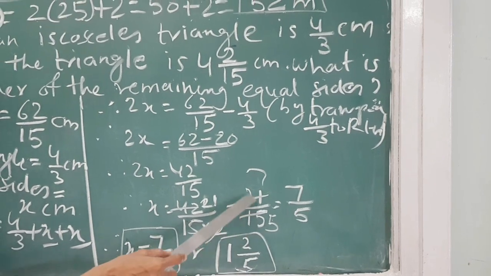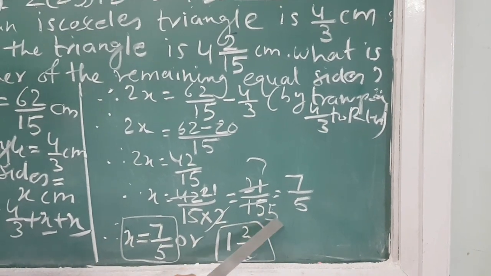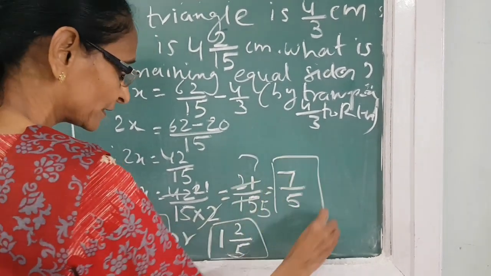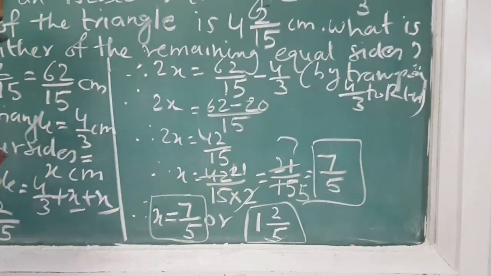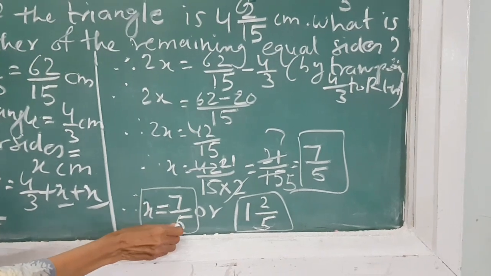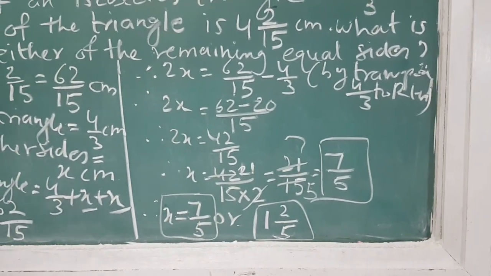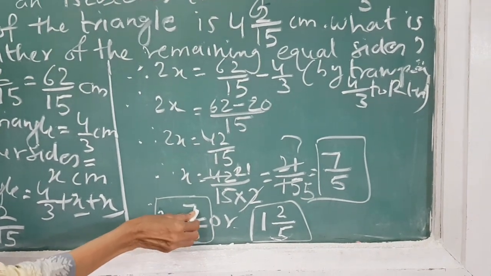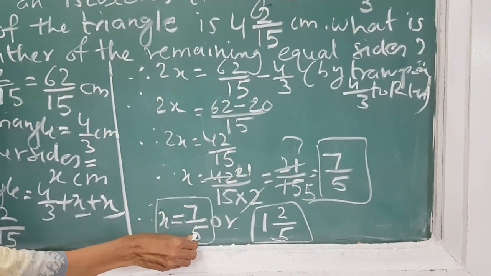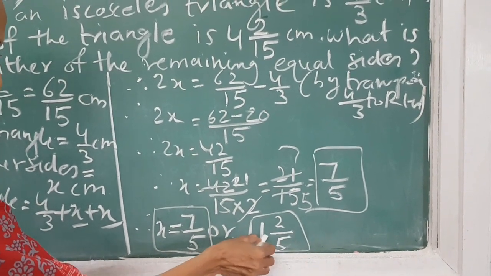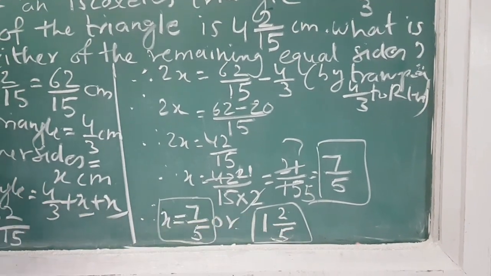Again you can divide by 3. 3 5s are 15 and 3 7s are 21. So the answer will be 7 upon 5. Value of x is 7 upon 5. Therefore x is 7 upon 5, or convert into a mixed fraction, because in 7 upon 5 the numerator is bigger and the denominator is smaller. Therefore you know how to convert it. Divide. The answer will be 1 integer 2 upon 5.